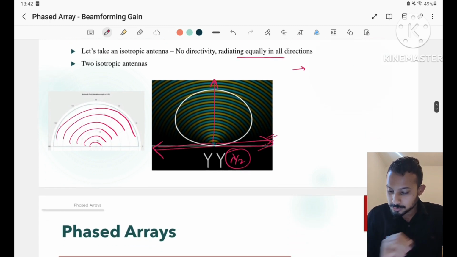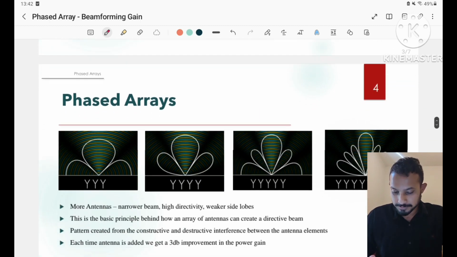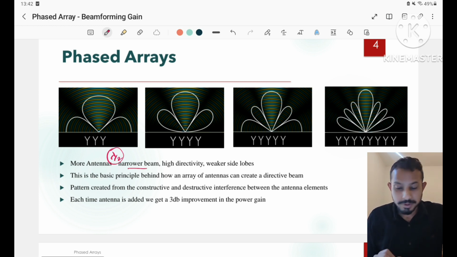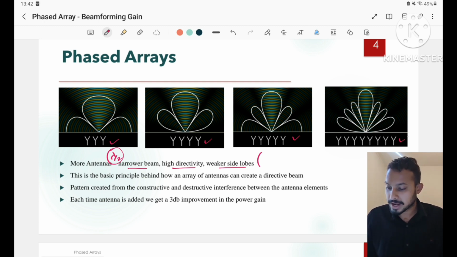So we have seen the radiation pattern created by two isotropic antennas placed lambda by 2 apart. Now, what if we put more antennas that are spaced lambda by 2 apart? We will get a narrower beam, higher directivity, and weaker side lobes where the gain is much lower than the main lobe. For example, here we have 3 antennas, 4 antennas, 5 antennas and 8 antennas.